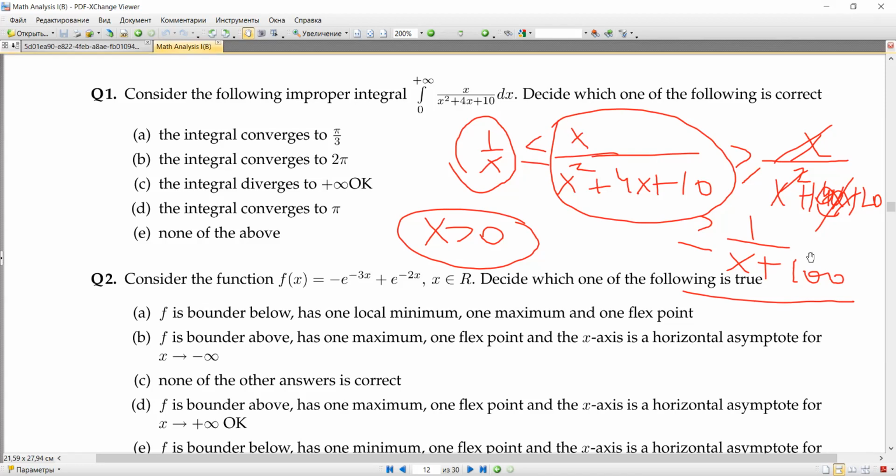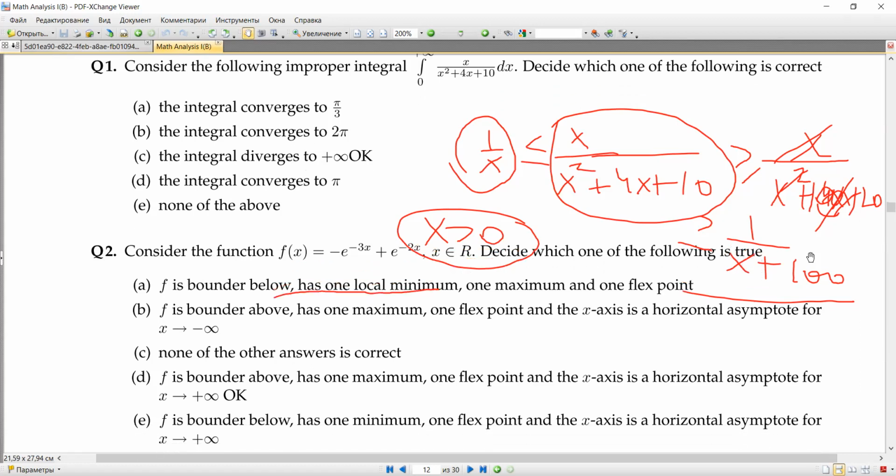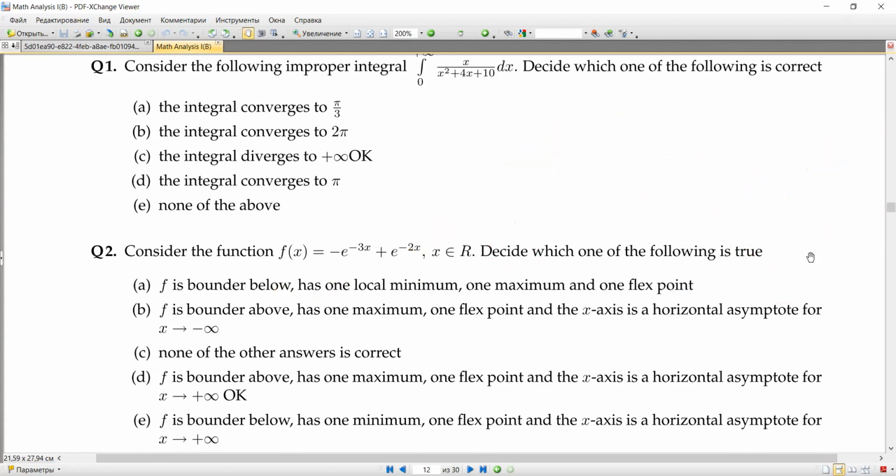Now, second question. Consider the function. Decide which one of the following is true. Okay, it's given a function f of x. Check each of them, each possible case. There are 5 cases here. We have to check them now.